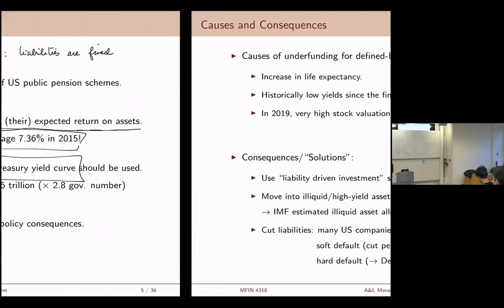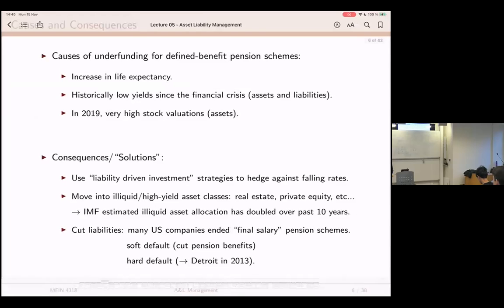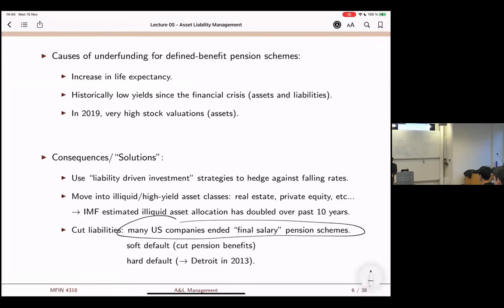And actually, that's one of the things that is happening here. In the US, many companies ended final salary pension schemes, right? That's really defined benefit. I'm going to give you this no matter what happens to the market, right? So that's one of the consequences.